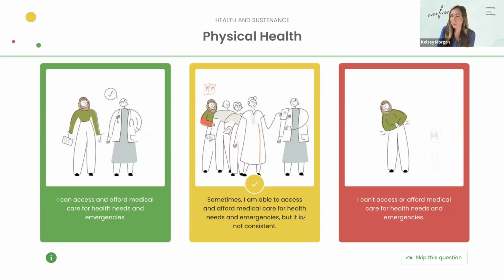This is an example of what each indicator in the tool looks like. As you can see, it's like a stoplight, red, yellow, and green, with green representing strengths and yellow and red representing vulnerabilities. They select which area most meets their current situation.